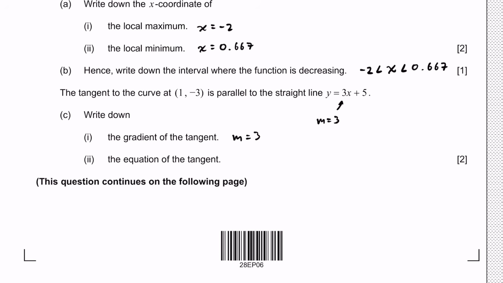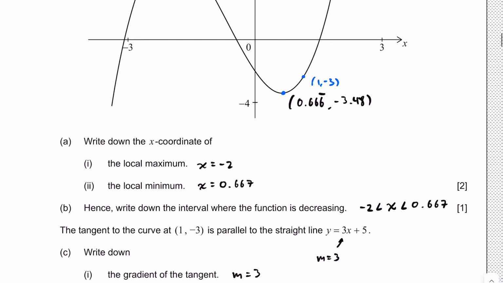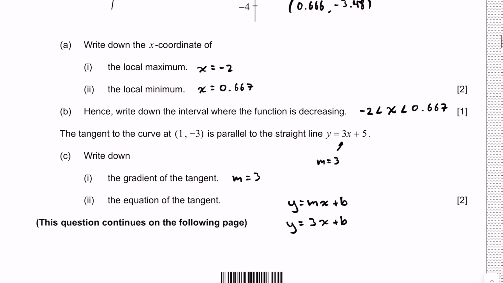Okay. Last part, we want to find the equation of the tangent. So we want to find an equation in terms of y equals mx plus b. We already know the gradient of this tangent line. It's 3. So we have y equals 3x plus b. Now we just need to find this y-intercept right here. So how can we do that? I think the easiest way would actually be to use this value that they give us. They already give us a point on the line, which is (1, -3). If we can substitute that into our equation, then we should be able to find the value of b here.